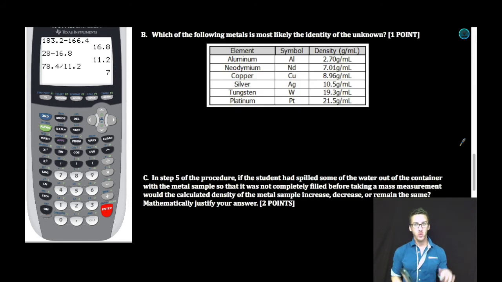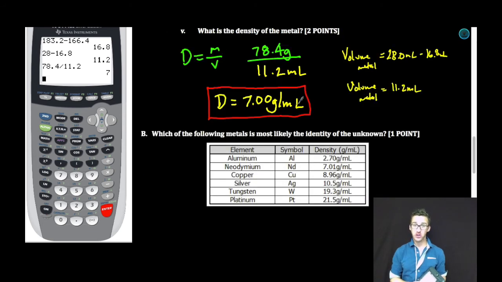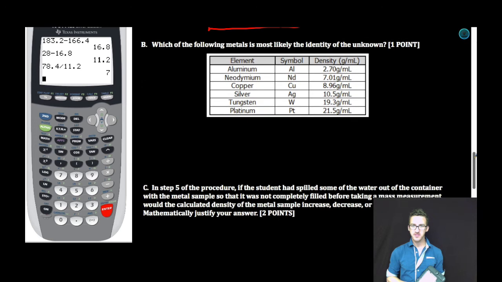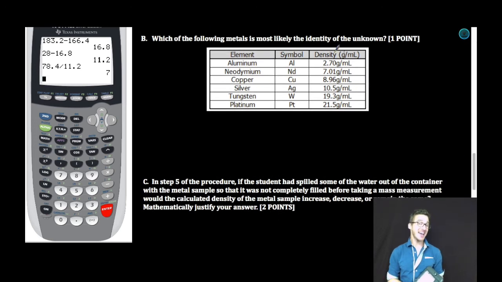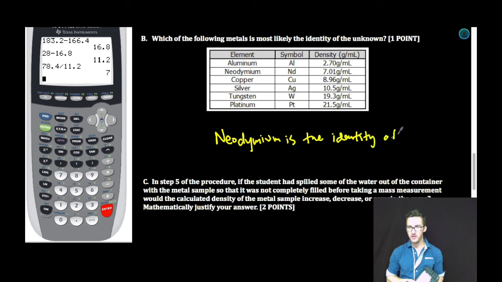Part B. Which of the following metals is most likely the identity of the unknown? Again, on the free response, look back at the earlier steps. I just solved for the density in the previous step and determined it to be 7.00 grams per milliliter. As I scan the list of metals, there is no density that's exactly 7.00, but I have one that's pretty darn close. So I'm going to identify the metal as neodymium.